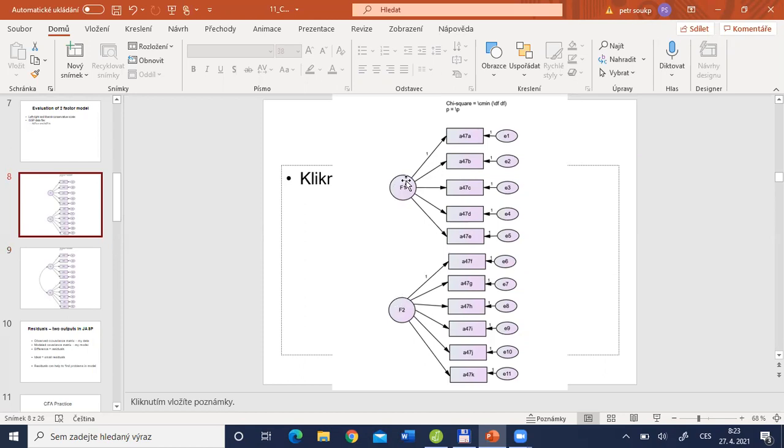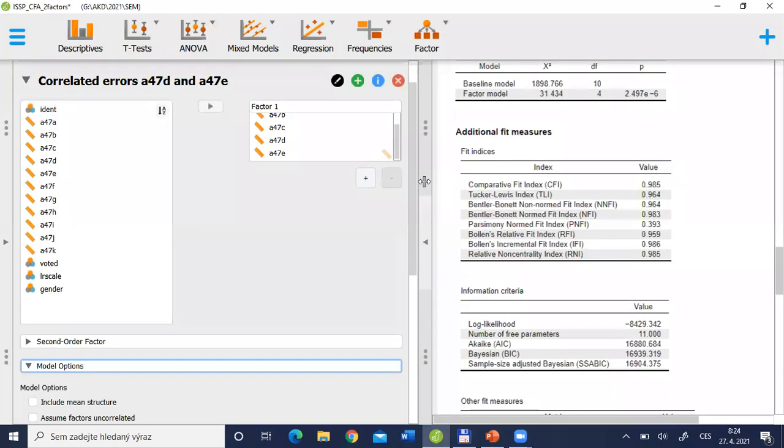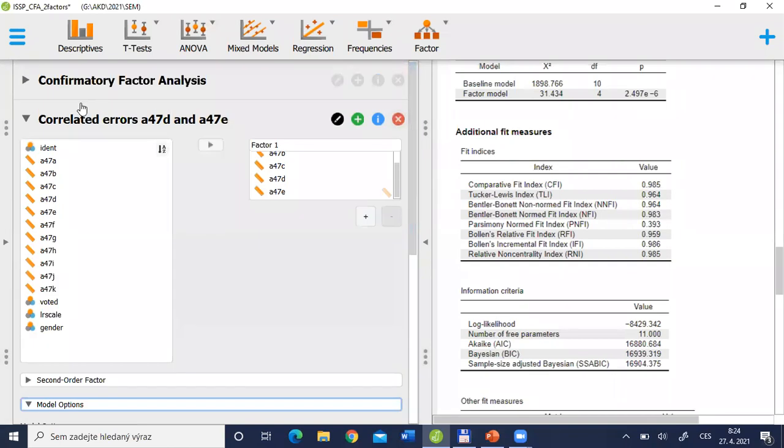So we would need to say no relationship should be here. And then we would once again go back to the default in JASP. By default, JASP is expecting that if you have more than 1 factor, these factors are related. So let's go to our computation. First of all, I would take our previous model, the model with correlated errors for A47D and A47E.